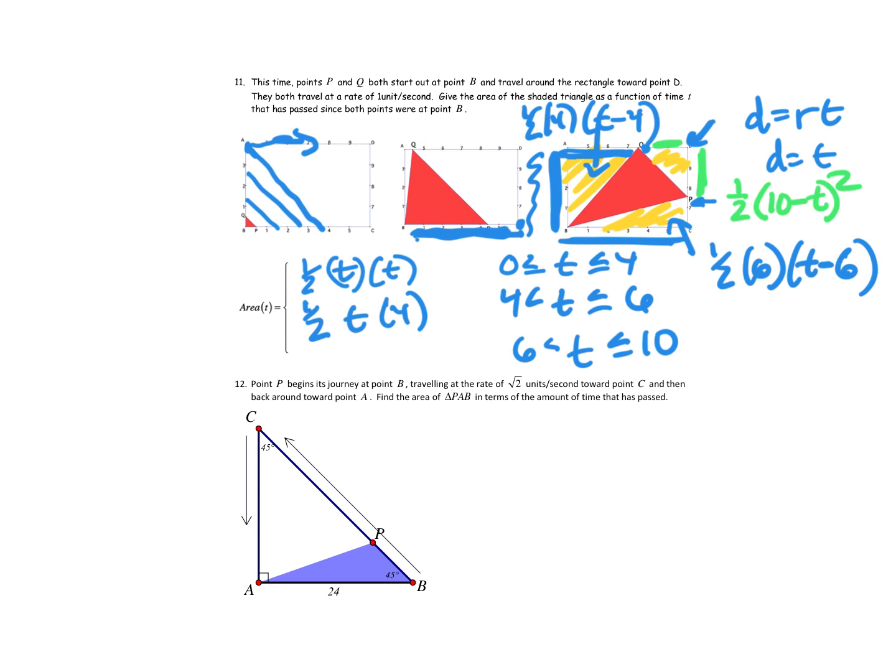All right, and then, as we said, to find the area of the red, it's going to be the area of the rectangle, which would just be 6 times 4, 24, minus the sum of all the different right triangle areas. So 1/2 times 6 times (t minus 6), plus, running out of room, plus 1/2 times 4 times (t minus 4), plus 1/2 times (10 minus t) squared.